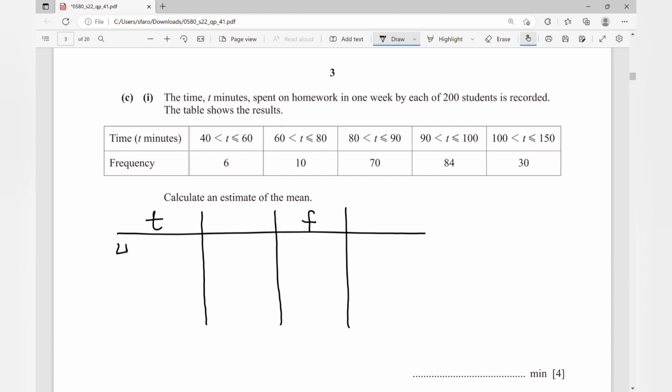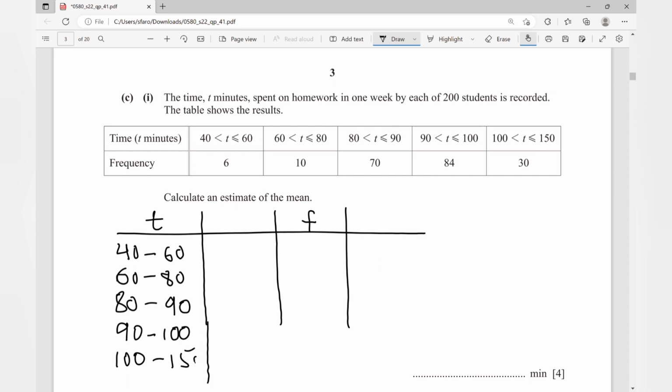It is 40 to 60, 60 to 80, 80 to 90, 90 to 100, and 100 to 150. The frequency for each of these is 6, 10, 70, 84, and 30.